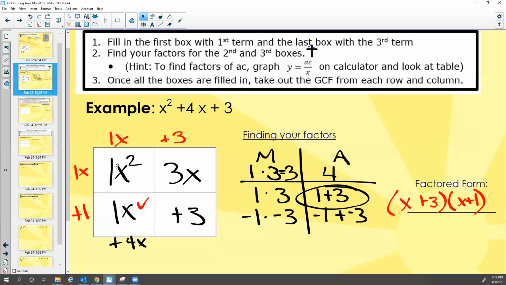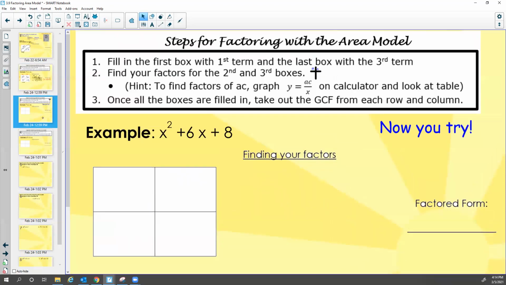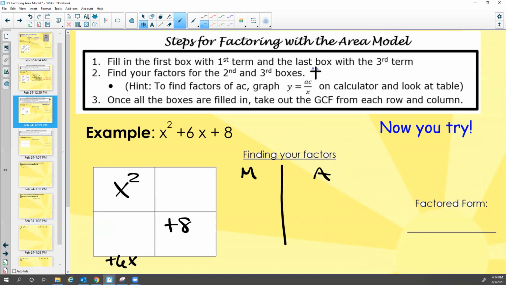All right, let's try another one. This time I got x squared plus 6x plus 8. Let's go ahead and place these where they're supposed to go. X squared, plus 8, and plus 6x goes at the bottom. In order to get my diagonal, I'm going to use my MA chart. I'm going to multiply 1 times 8, and that equals 8. And then I need to add up to 6.